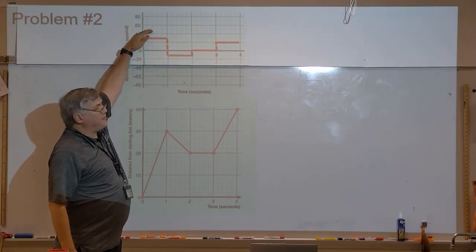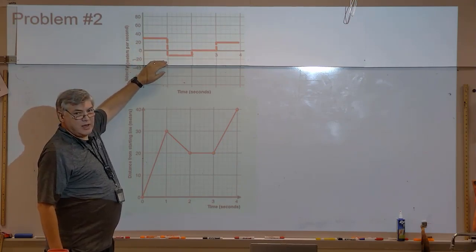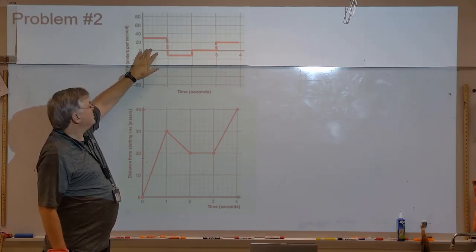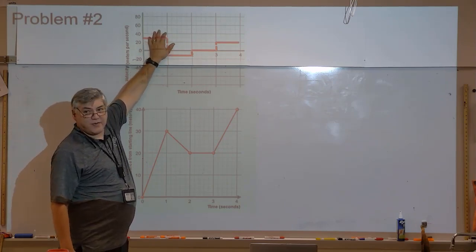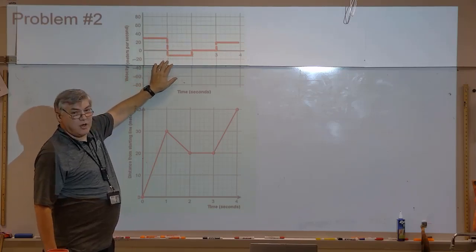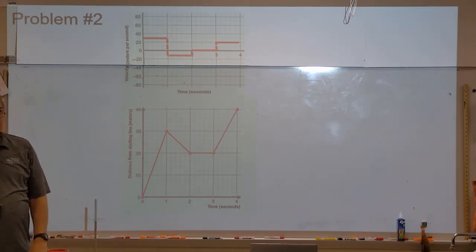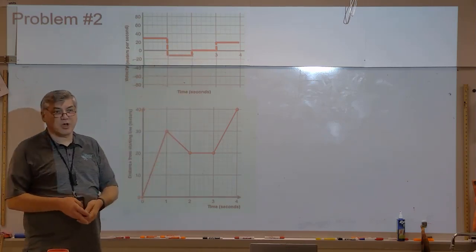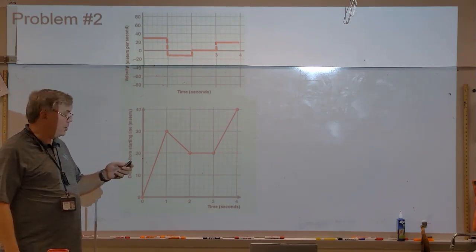Faster is anything above the 0 line, and anything below the 0 line, the further away we are, that's also faster. So the 0 line is not moving. And as we go higher and higher and higher above, that's faster and faster. As we go lower and lower below, that's also faster and faster, right? The further we are from the 0 line, the faster we're going. If we're above, we're going forward, and if we're below, we're going backwards.